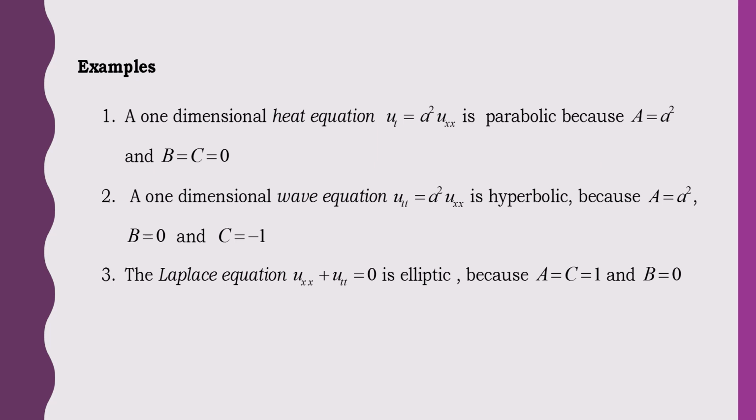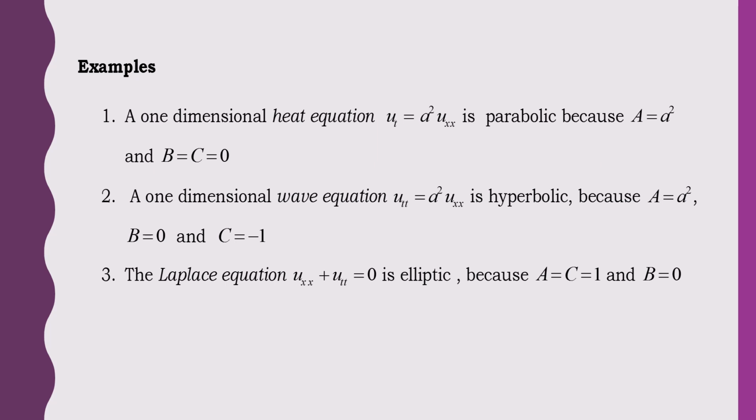Our next example is the Laplace equation. The Laplace equation is u_xx plus u_tt equals 0. Of course, we can write it as u_xx plus u_yy equals 0 also. Here, y equals t. In this equation, both x and t are space variables. Instead of t, we can also take y.